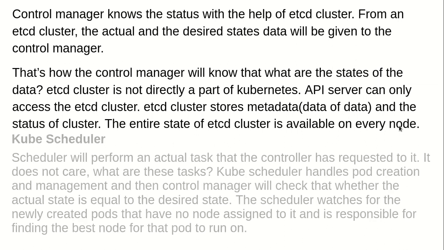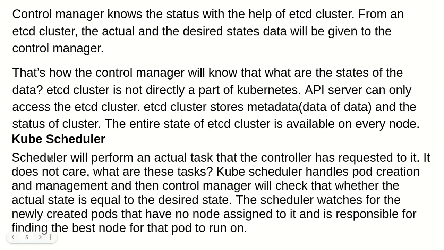Alright. So the kube scheduler. The important part of this is the kube scheduler. The kube scheduler will basically perform the actual task that the controller has requested of it. It does not care what these tasks are. To care about what these tasks are, the control manager is present. It will check whether the actual state and the desired state are equal, but the kube scheduler is only going to perform the tasks.